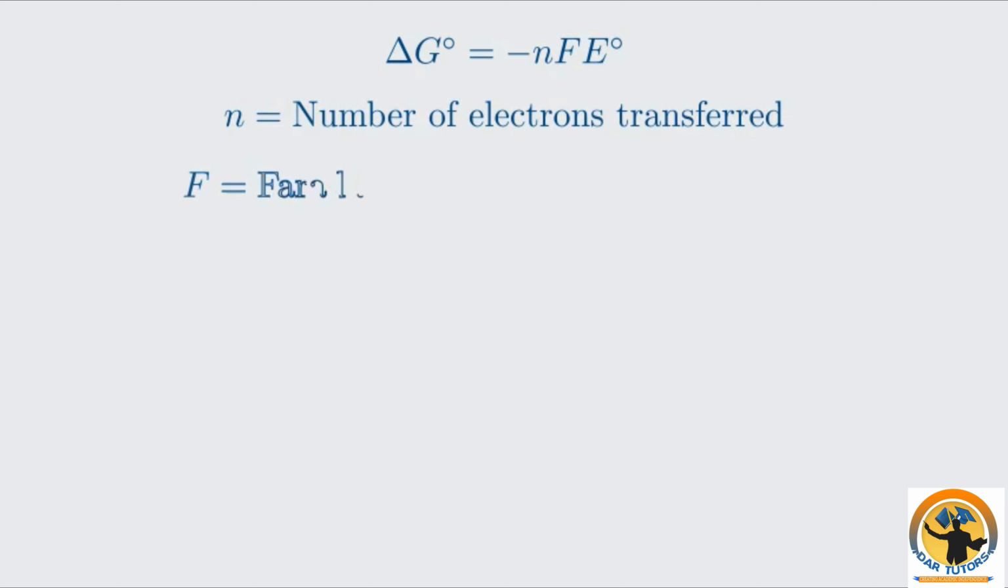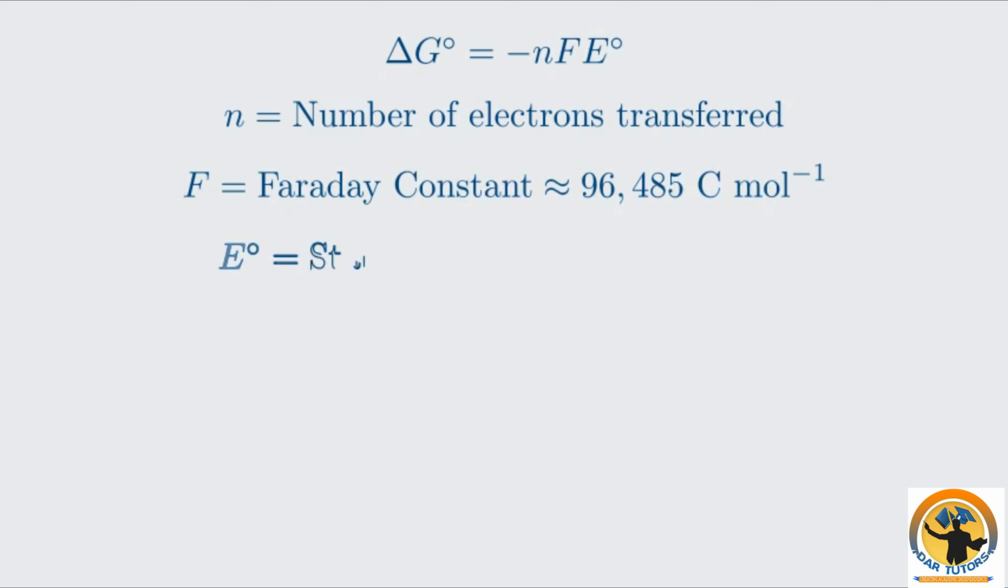Let's define the terms. n is the number of electrons transferred in the balanced redox equation. F is the Faraday constant, the charge on 1 mole of electrons, which is approximately 96,485 coulombs. E° is the standard cell potential, measured in volts. It represents the potential difference produced by the redox reaction under standard conditions.